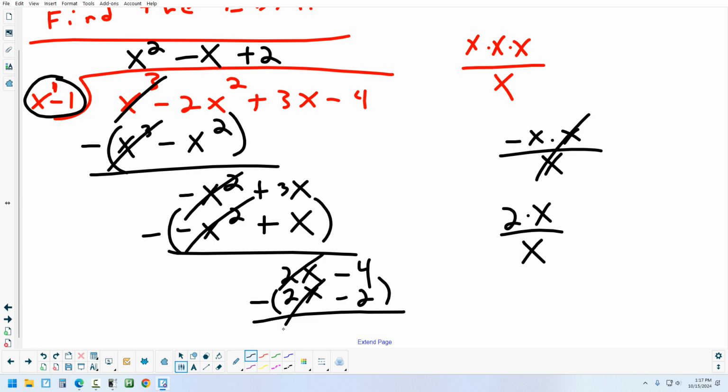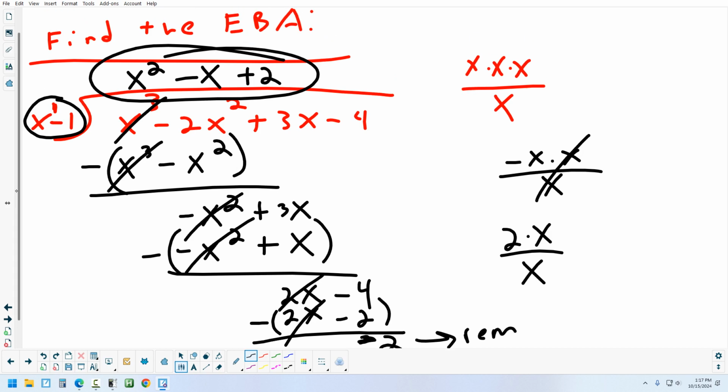Remainder of 6. And what's negative 4 minus negative 2, which is plus 2? That's a negative 2. We don't need the negative 2 for this. That's the remainder. But I found it just because it's good to know how to find it in case you need it on the test. Okay, so this is my EBA.